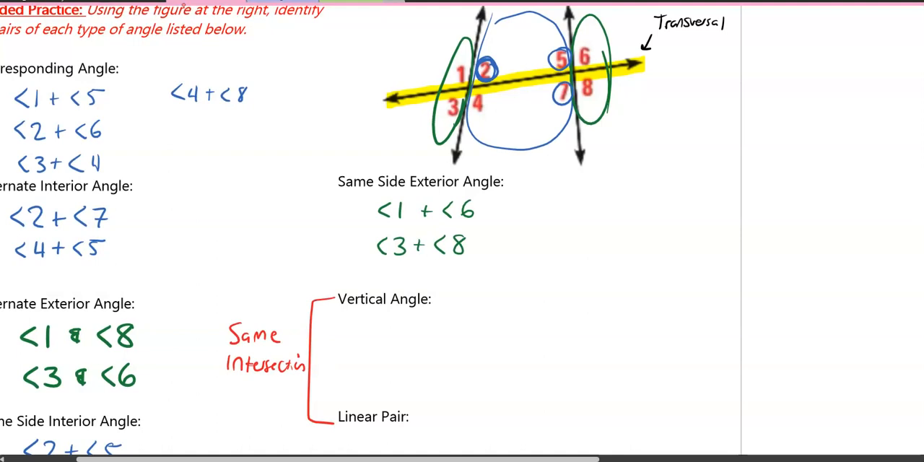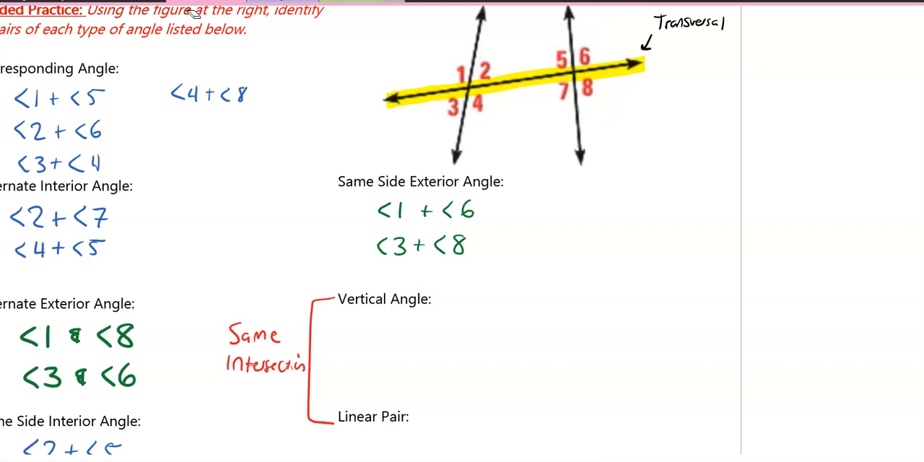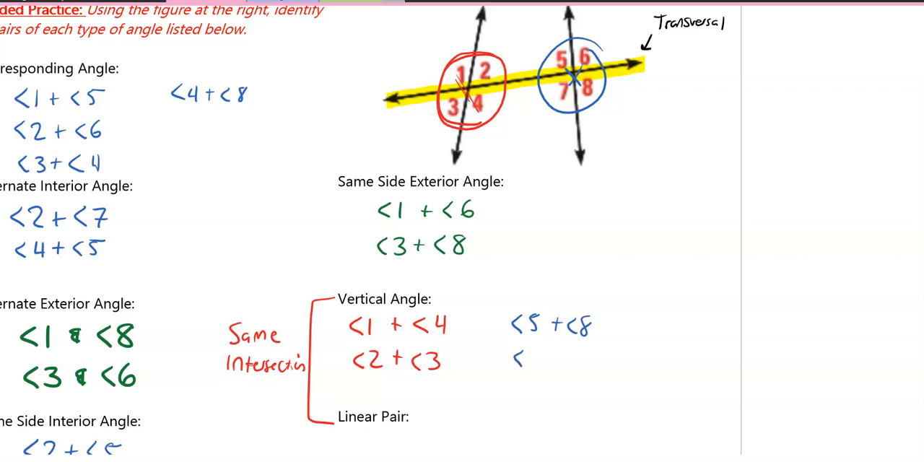So now for vertical angles, let's erase everything here, we'll start clean. So I'm just going to look at this intersection right here and see, oh well, angle 1 and angle 4 would be considered vertical, and then angle 2 and angle 3. Then if I go to the other intersection, again, we're looking across from each other, angle 5, angle 8, and then last but not least, angle 6 and angle 7.